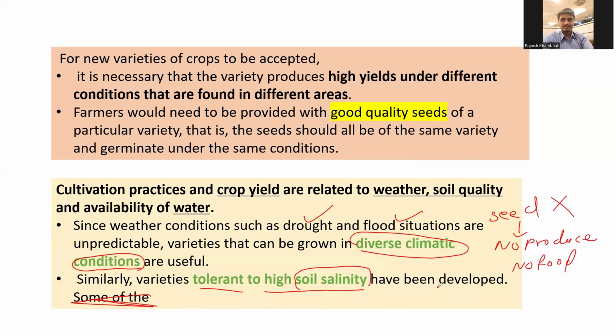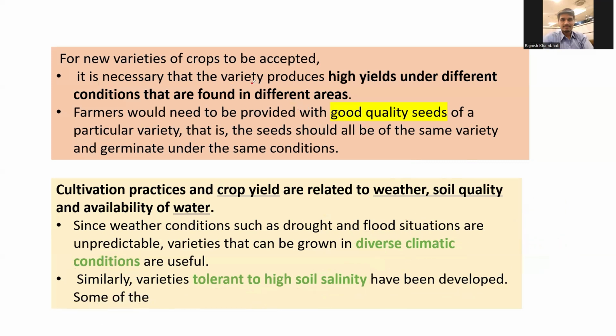Now I will again give you an overview of this slide so that you can understand. You have made a good quality variety. Again, pay attention. You have developed a good variety, and that variety should be accepted by the farmers. And farmers can accept it only when it is giving high yield under different conditions. This is the main line, and other things are explanation of this.